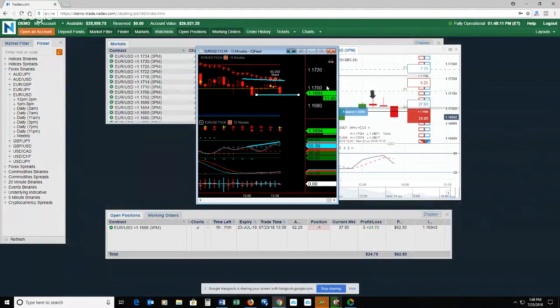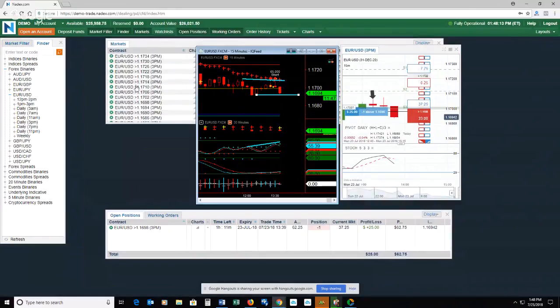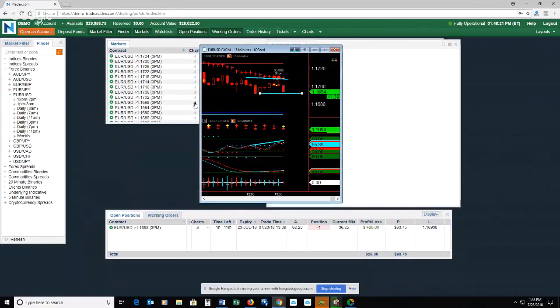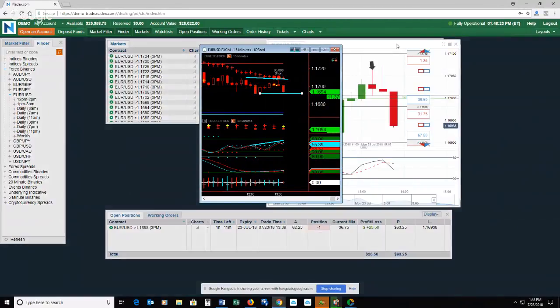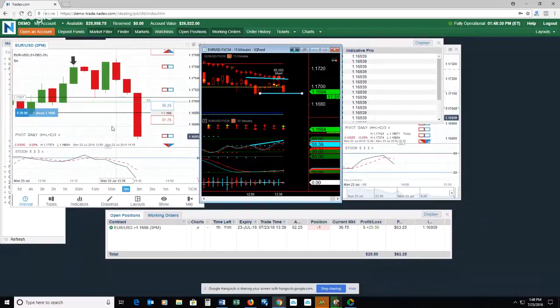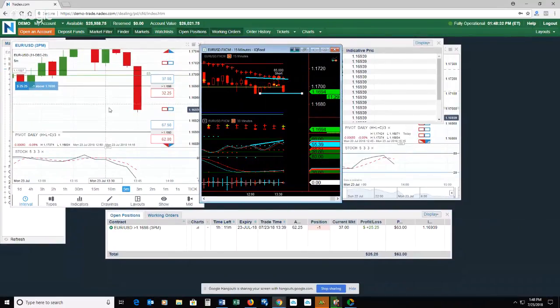Now, I want to actually also go down to a 5-minute chart. So I'm just going to open another chart. And I'm actually going to change it over to a 5-minute. That's useful for seeing when there's a reversal bar coming early.